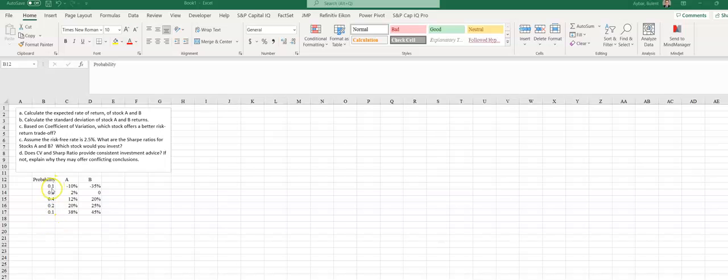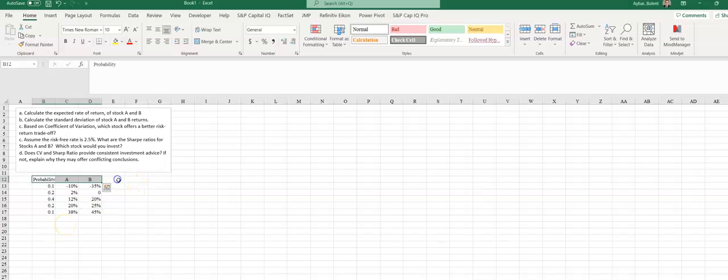So there's a 10% possibility of earning a minus 10% return. There's 20% possibility of earning a 2% return. 40% probability of earning a 12% return, and 20% probability of earning a 20% return. Again, a 10% probability of earning a 38% return. So with these probabilities and these possible outcomes, what is the expected return? Expected return is the weighted average of these outcomes, and we calculate them.